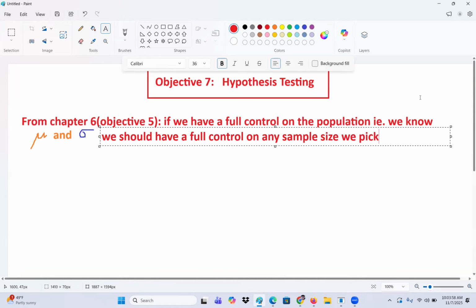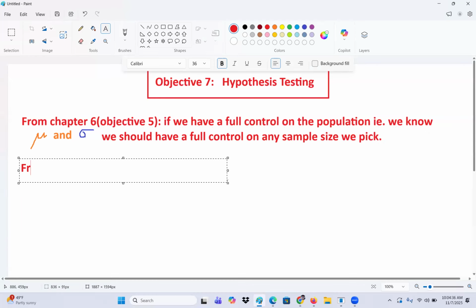As long as it has a large sample size, it doesn't really matter; the curve is always approximately the normal curve by the central limit theorem. So I don't really care how many samples we pick. If it is the normal curve, we can pick 5, 10, or 15, so we can always find the probability along the way. However, we come from chapter 7, which is objective 6.